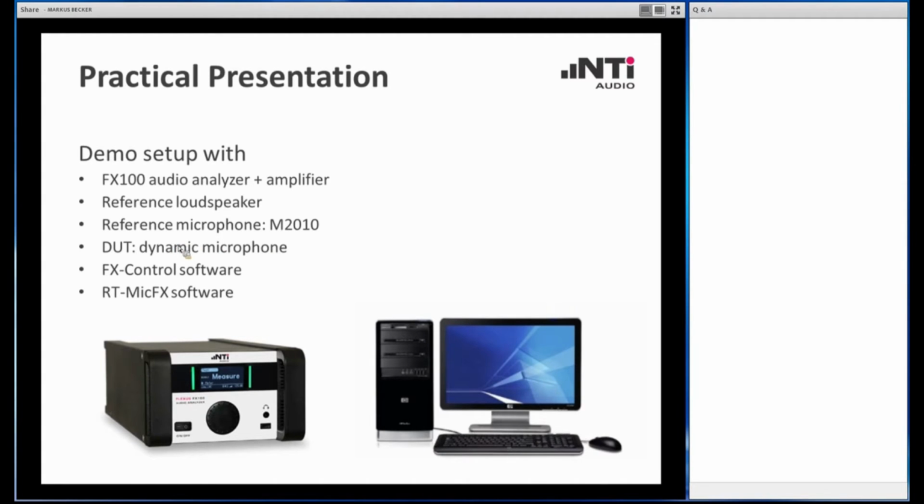And I'm going to show you two different software packages. First, the FX Control software that comes along free of charge with every FX100 analyzer. This software is a very flexible, very powerful solution for lab applications, but it can also be used in smaller production sites where we are not talking about very high volumes. The second software here, the Artemic FX, has been specifically designed for production testing. It has a straightforward, very intuitive operation, but of course it's more restricted to microphone testing compared to the FX Control.